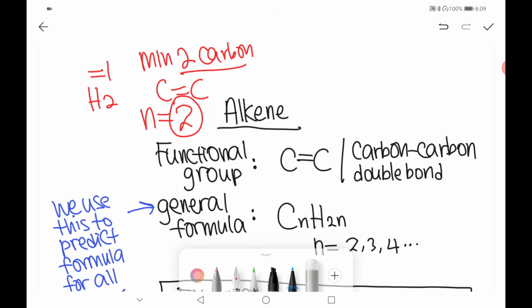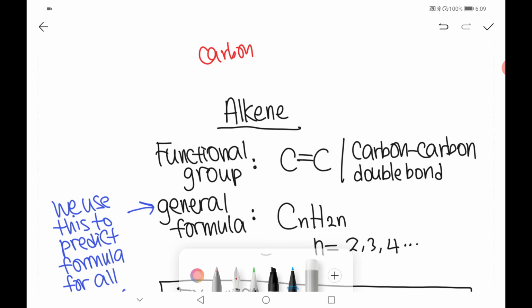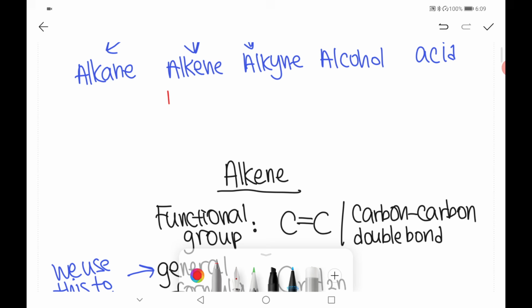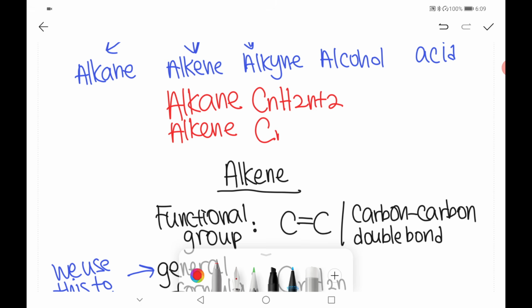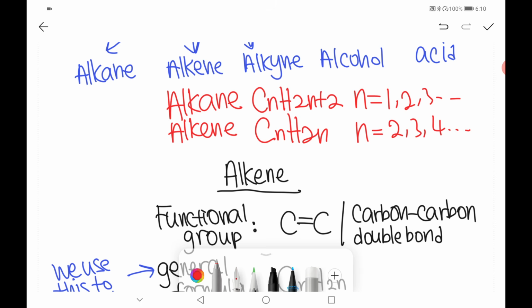So please be very careful. For alkene, the n must start from 2. For alkane, the n can start from number 1. For alkane, the general formula is CnH2n+2. For alkene, the general formula is CnH2n. So for alkane, it is okay for n to start from 1 and so on. For alkene, the n must start from 2. This is something that you have to be very, very careful about.